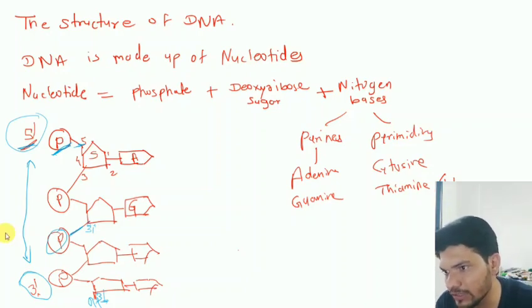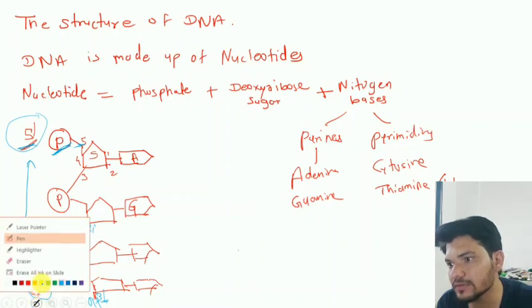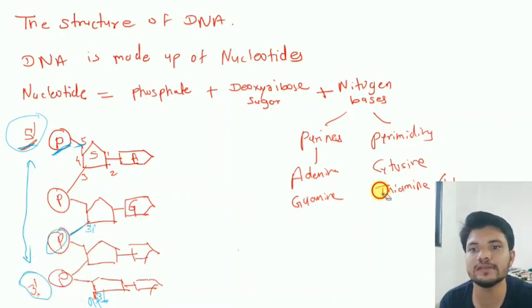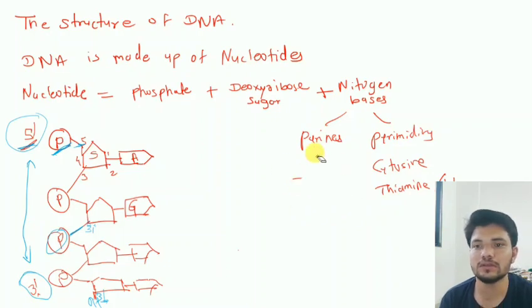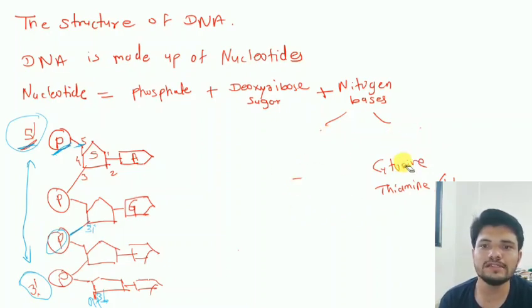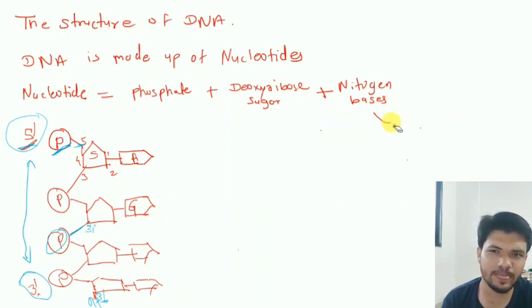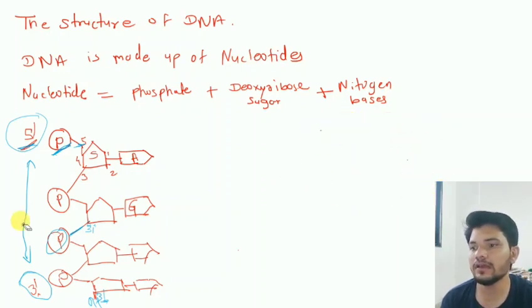Let me clear all this stuff, please wait. Take the eraser and clear all this. So let's say we have the second strand of DNA. As we all know, DNA has two strands, two opposite strands, that run anti-parallelly.